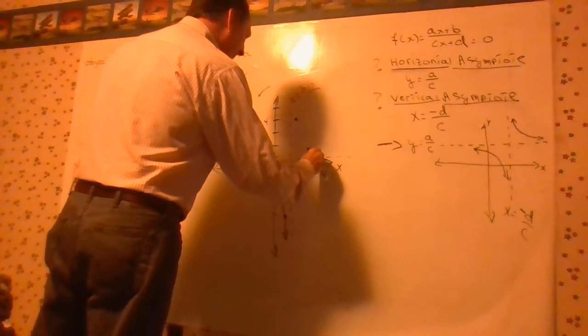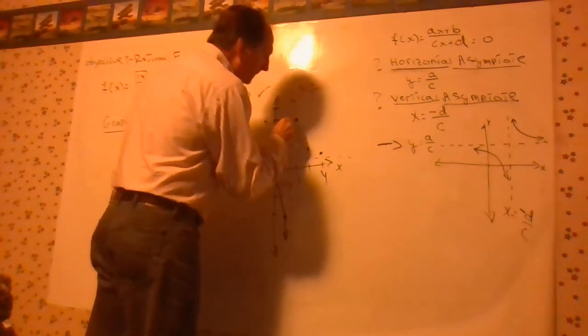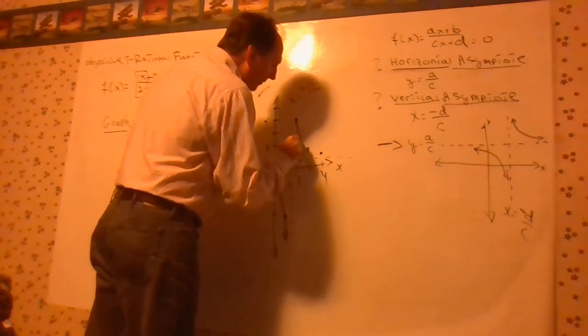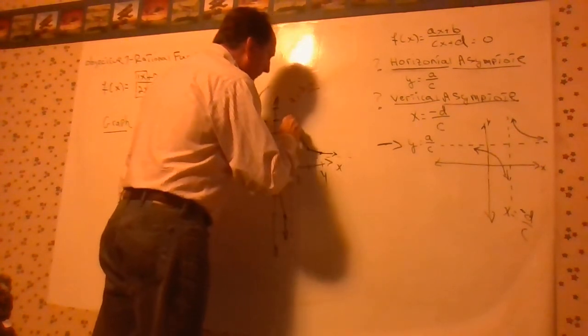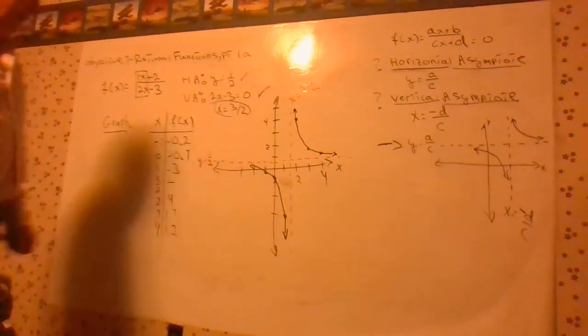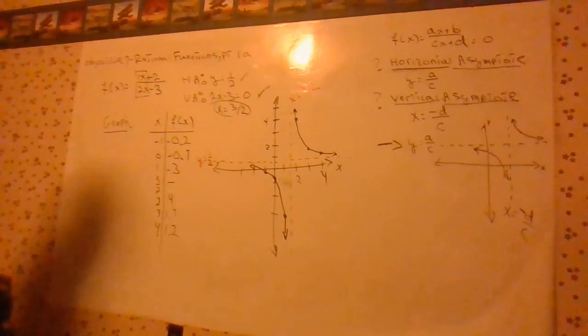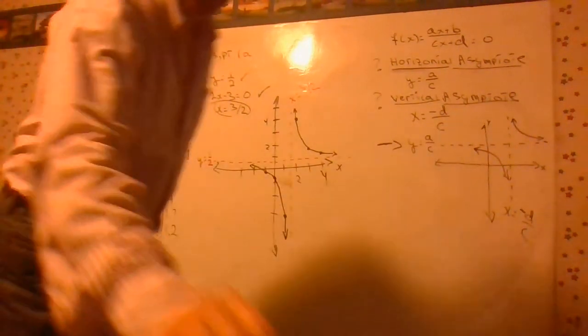You can see we're already closing in on the asymptote. And there's our graph. That's really all there is to drawing the graph. That's the end of part 1A. Part 2, we're going to talk about limits, so we'll do that in a separate video. That's all for this video.